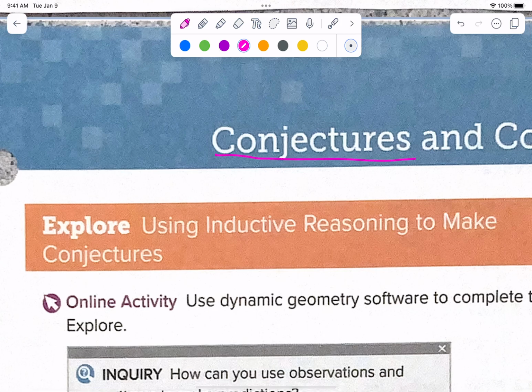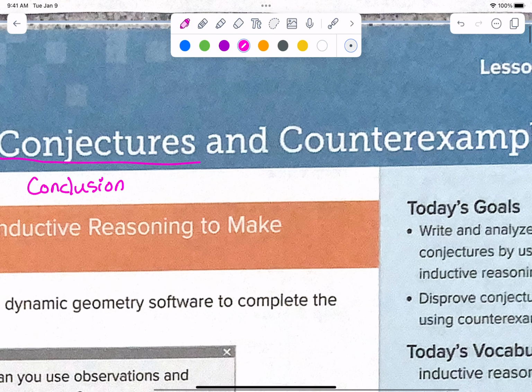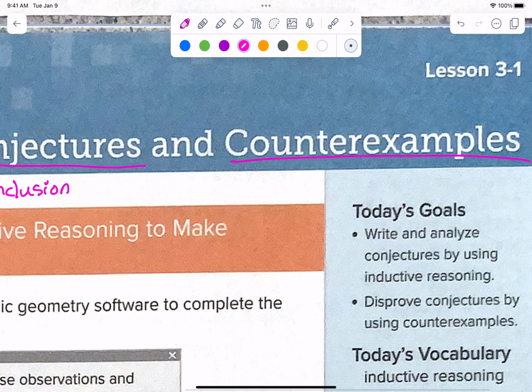A conjecture is a conclusion. Okay? Conjectures are a fancy way of saying a conclusion. So if I give you a pattern of data or a pattern of things, you're going to draw a conclusion about it. Okay? That's a conclusion, a conjecture. And then a counterexample is proof that a statement is false. Okay?